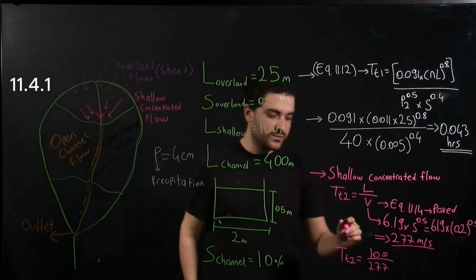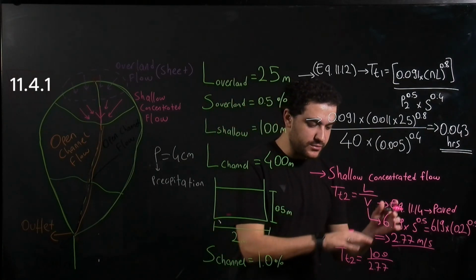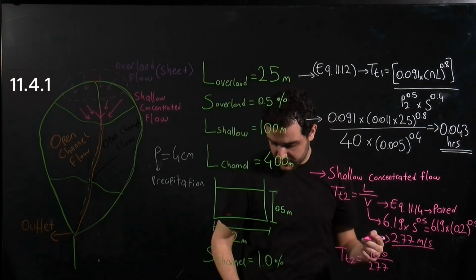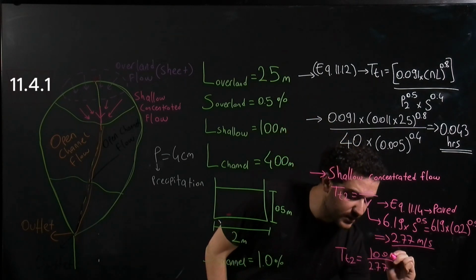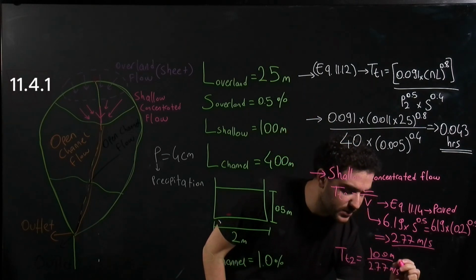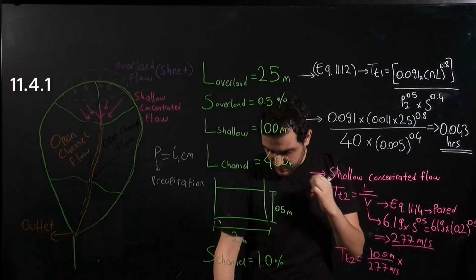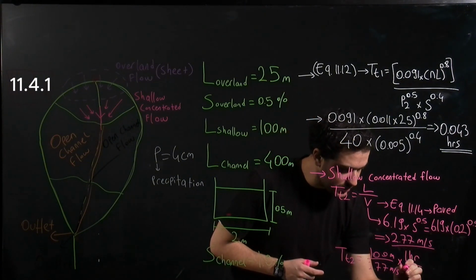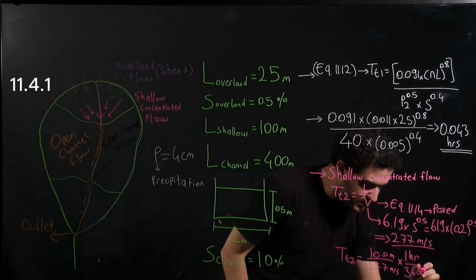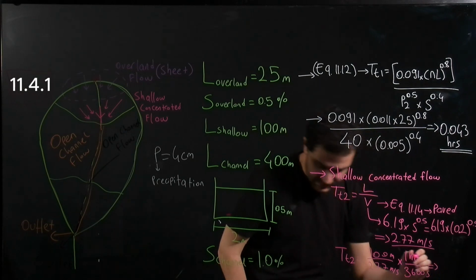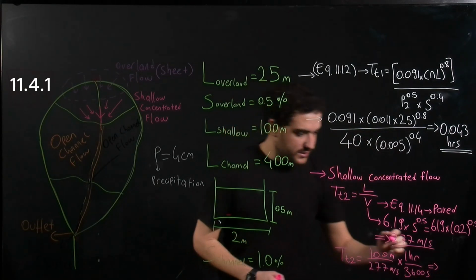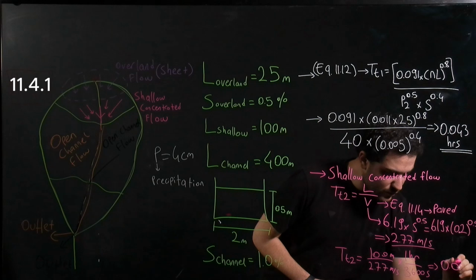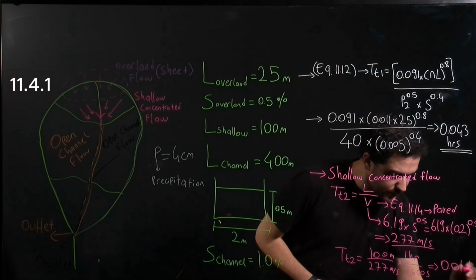And of course we need to find this in hours, then we will convert it to minutes. So let's say this is meters and we will convert it to hours. So we have 1 hour over 3600 seconds, and this gives 0.01 hours.